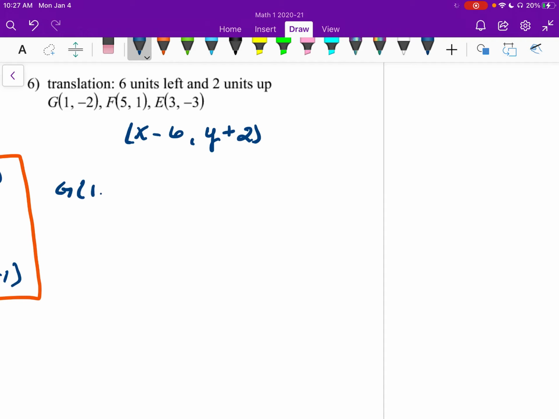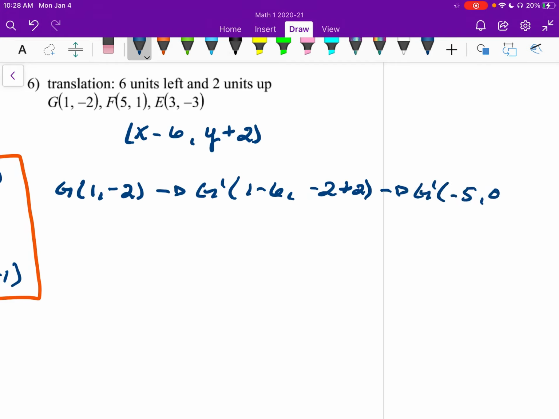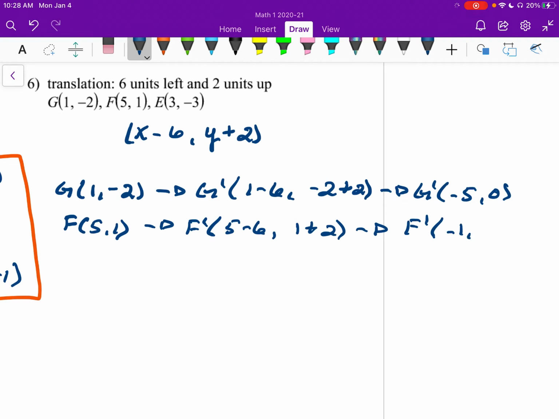So G is 1, -2. G prime is going to be 1 minus 6, -2 plus 2. So G prime is going to be -5, 0. F is at 5, 1. So F prime, plugging into my formula point, will be 5 minus 6, 1 plus 2, which gives me 5 minus 6 is negative 1. 1 plus 2 is 3.